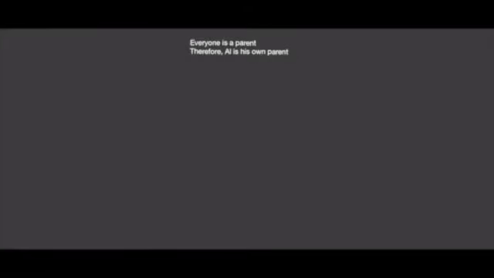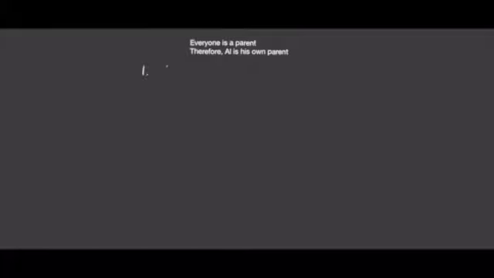Okay, let's finish with this example, which has some curious properties. It says everyone is a parent, therefore Al is his own parent. So this argument is clearly invalid. So we should end up with a finished tree with at least one open branch, right? Well, let's see what happens. So let's put it in predicate logic notation and let's do the tree.